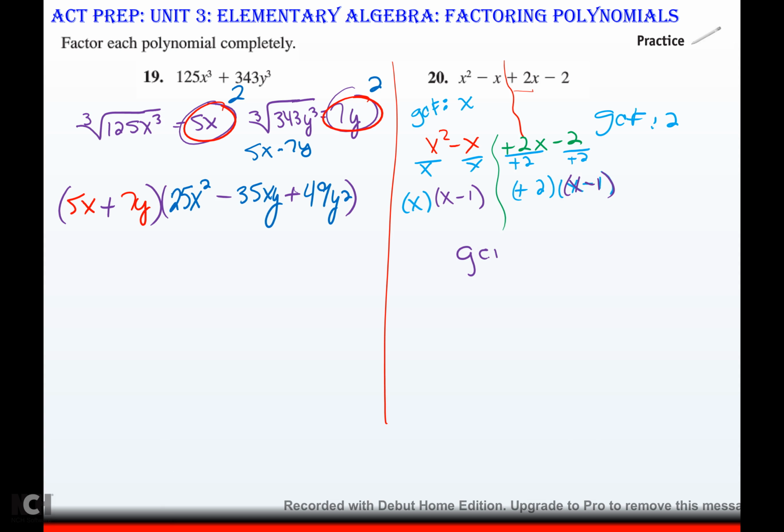GCF again by the common binomial, which is x minus 1. To get what's left, divide by x minus 1, and what's in blue is your second binomial, so x plus 2. Done.